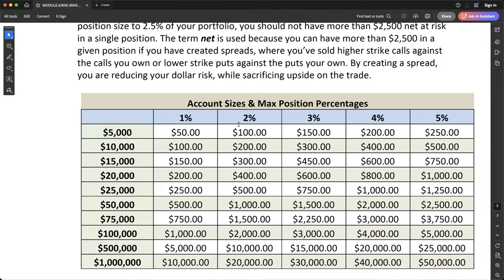You can see over here account sizes and max position percentages, right? So let's say you have a 10K account, for example: 1% would be $100, 2%, $200, and so forth. You want to stay pretty much in this range, like 1% to 2%. And it doesn't sound like a lot, because you're saying, well, Nick, how am I going to make enough money to justify my trading overall? My time is valuable too.